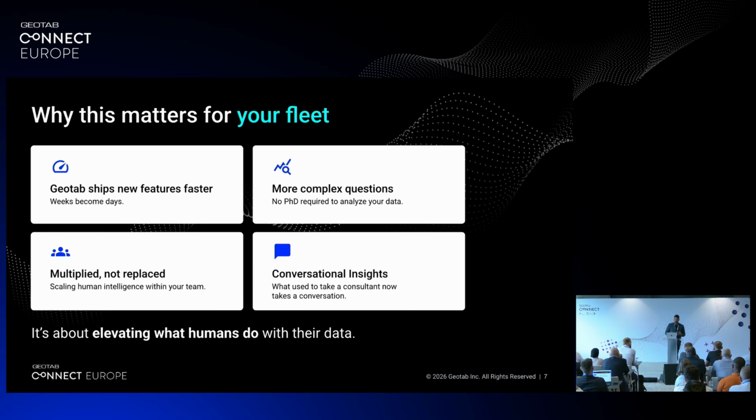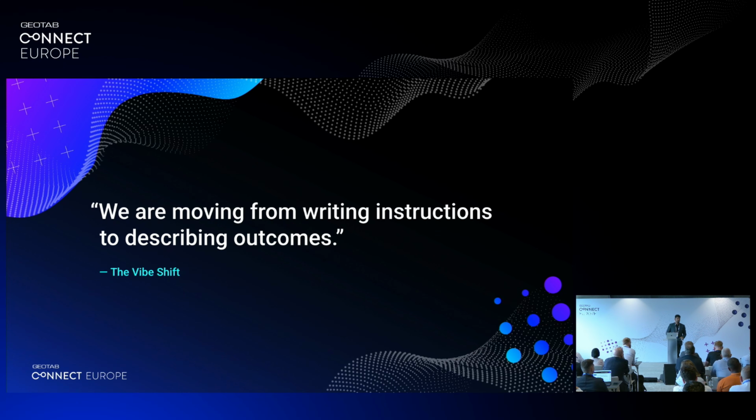There are more complex questions now that you can actually pose to AI. So you may have a particular unique situation that your specific fleet has, which may not be on a core product line from any telematics company, but you can actually use that problem you have with AI and solve that problem. You don't replace the human, you multiply the effect that that human can bring to the table. We're moving from writing instructions to describing outcomes.